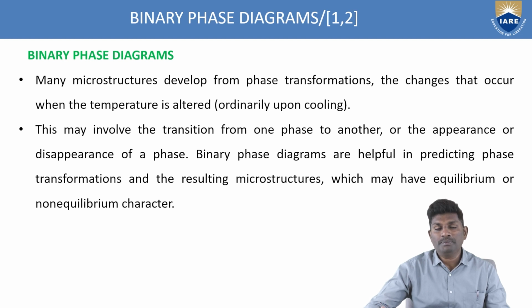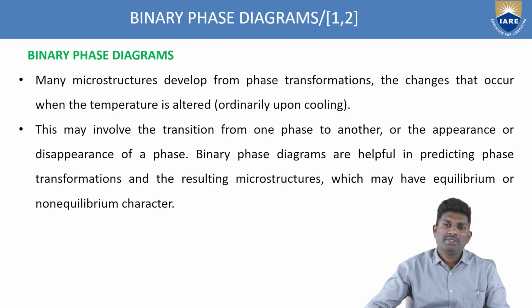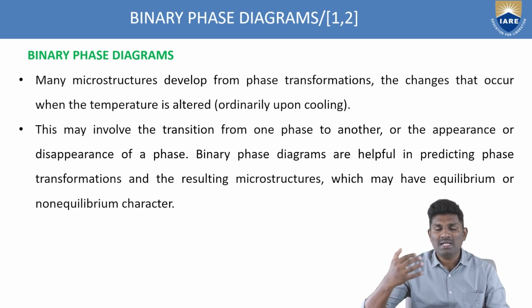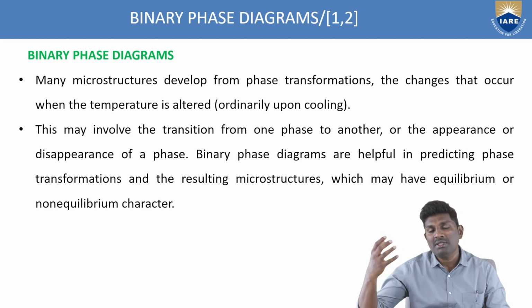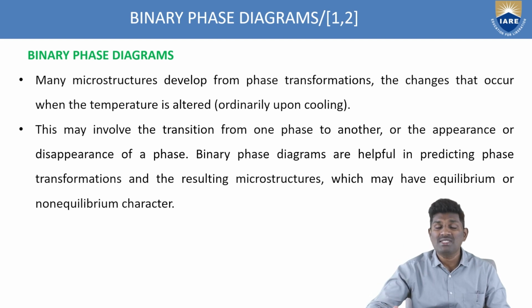Many microstructures develop from the phase transformation, the changes that occur when the temperature is altered. Is it not? When you alter the temperature, or when a system is coming from high temperature to low temperature, what is happening? There is a change in the temperature. Similarly, there is a change in the microstructure. Earlier it is in the solid state, slowly it is coming into the liquid state. In the solid state you have one structure, in the liquid you have another structure, and in between you also have different structures. So there is a development in the crystal structure based upon the temperature. That's why temperature influences the microstructure of the given material.